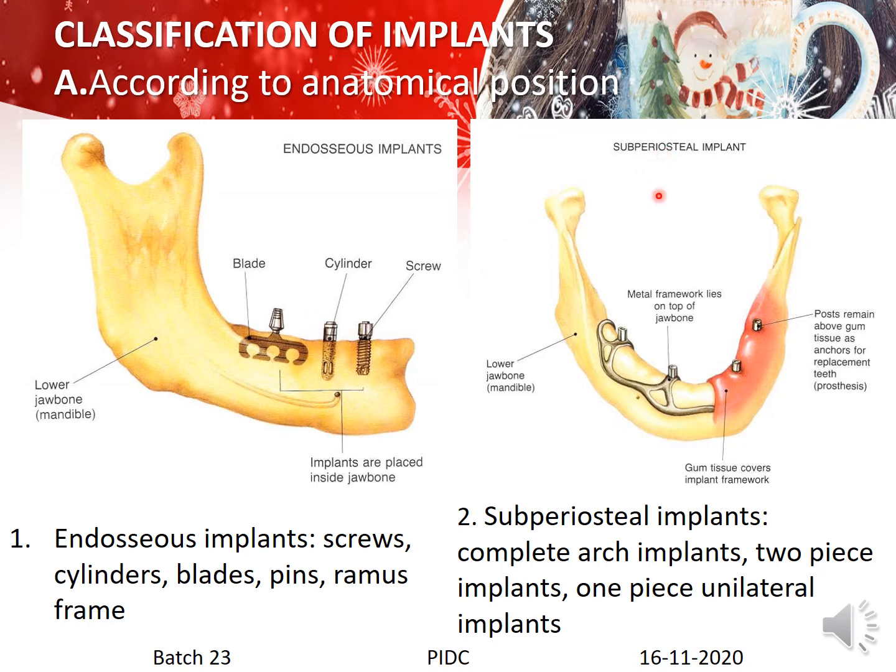Subperiosteal implant. So this is mainly done once an impression is made prior to the implant placement on exposure of the bone, after which a metal framework is made, and it is made to lie on the top of the jawbone, after which the posts are done, and these remain above the gum tissue as anchors for the replacement of the teeth. So this is not as deep as in the case of your endosseous implants. So here you have complete arch implant, two-piece implant, one-piece implant, or the unilateral implants.